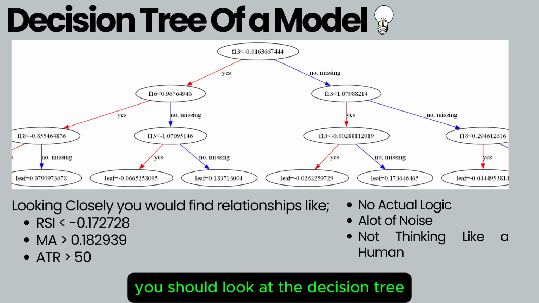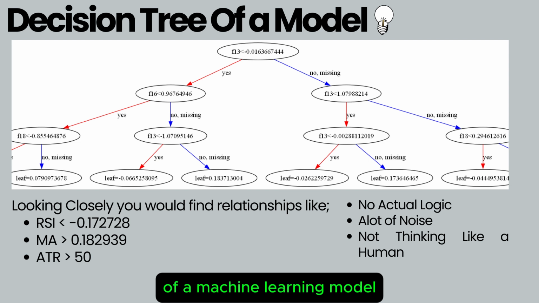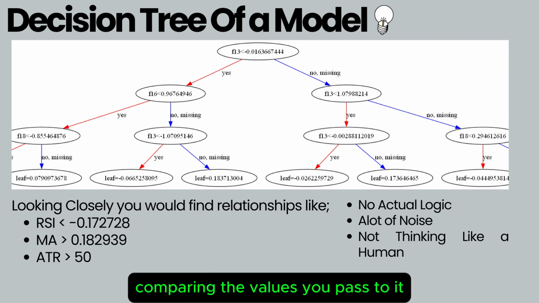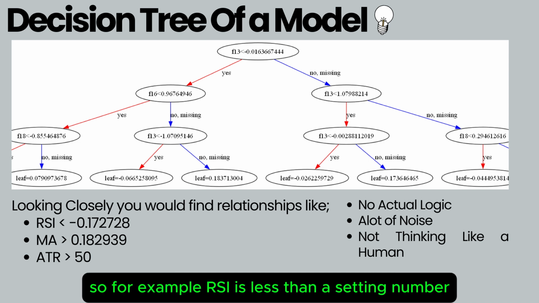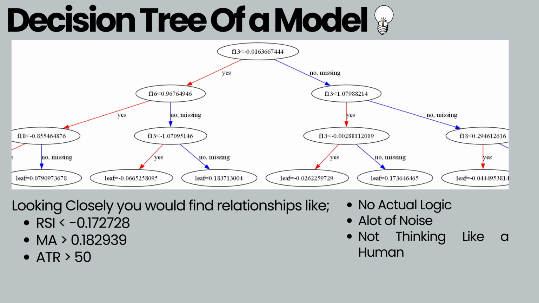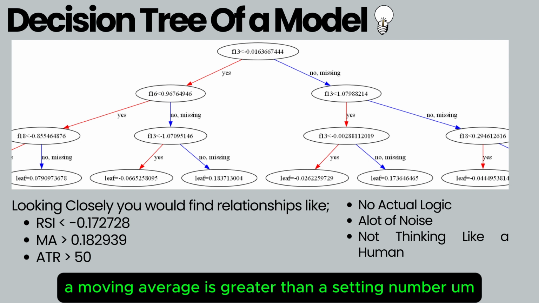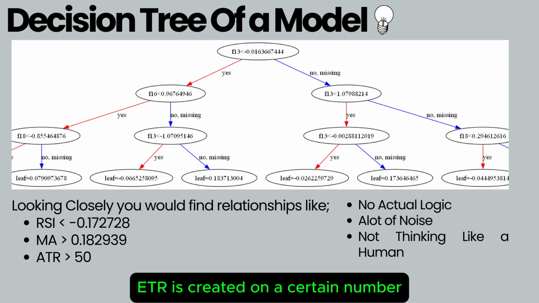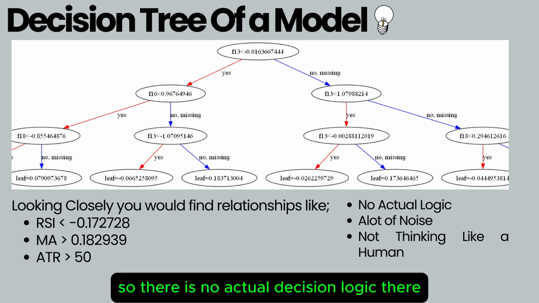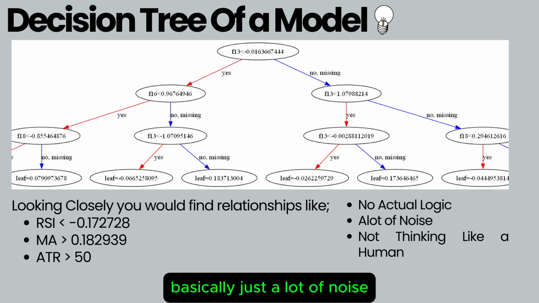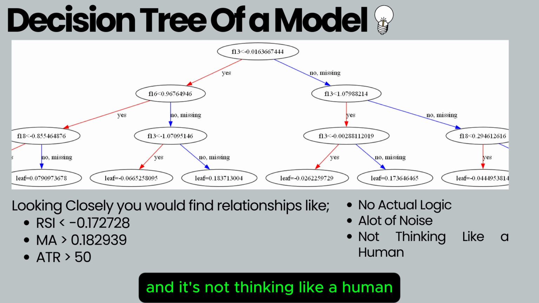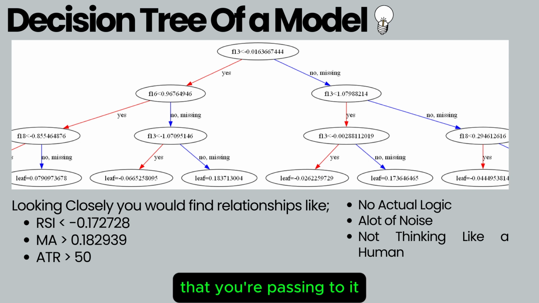If you look at the decision tree of a machine learning model, you're going to find it comparing the values you pass to it to some certain number. For example, RSI is less than a certain number, a moving average is greater than a certain number, ATR is greater than a certain number. So there is no actual decision logic there, basically just a lot of noise, and it's not thinking like a human, and that's because of the features that you're passing to it.